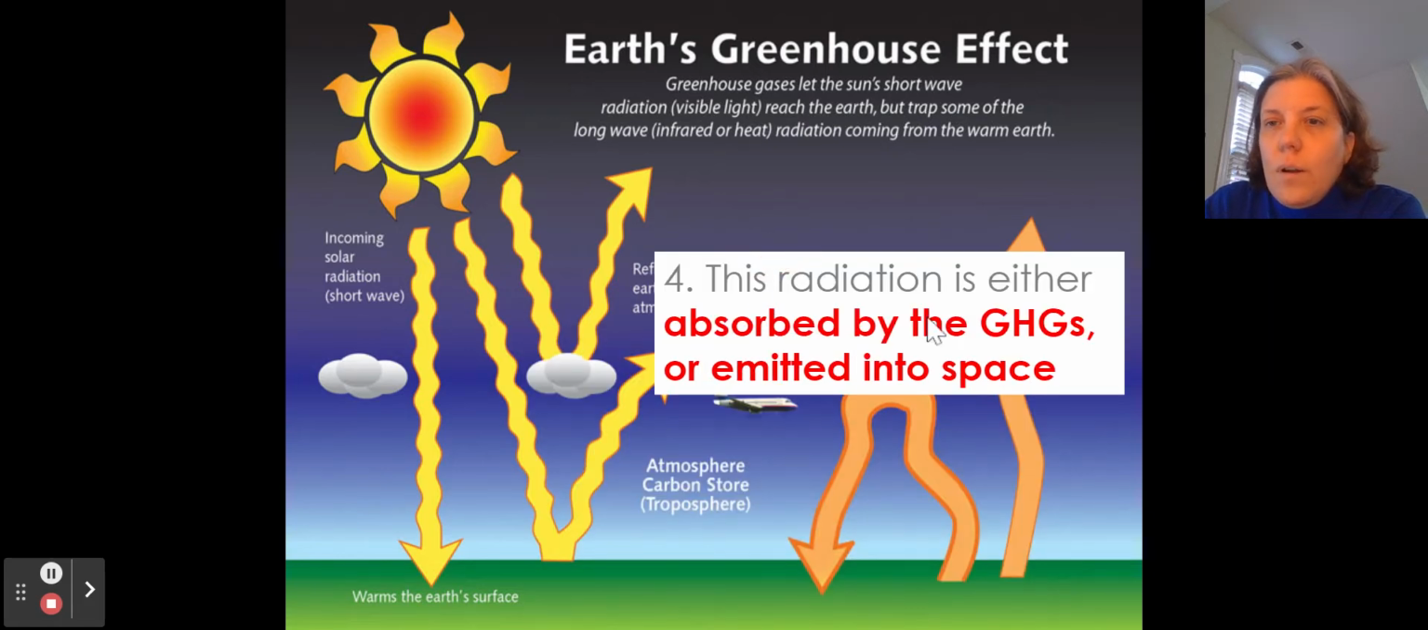Okay, that infrared radiation is either absorbed by the greenhouse gases that are in the air, or it's emitted back into space. So what you've got here is a whole little diagram. Here's my incoming UV and shortwave radiation. Some of it reflected, some of it emitted back as infrared and then absorbed by greenhouse gases, or emitted back into space, or comes back to the Earth again. And so that is how the greenhouse effect works.